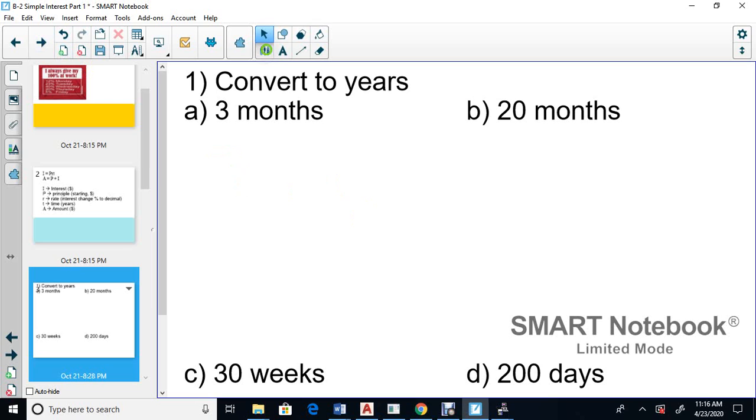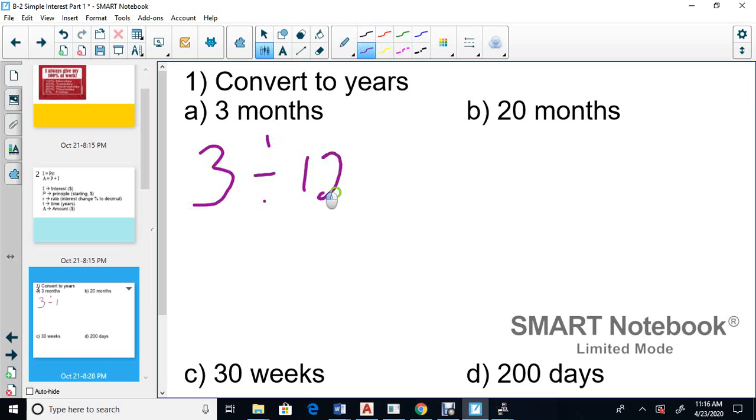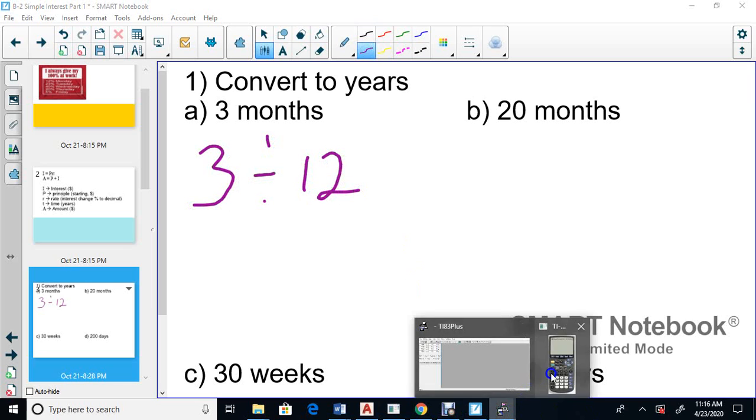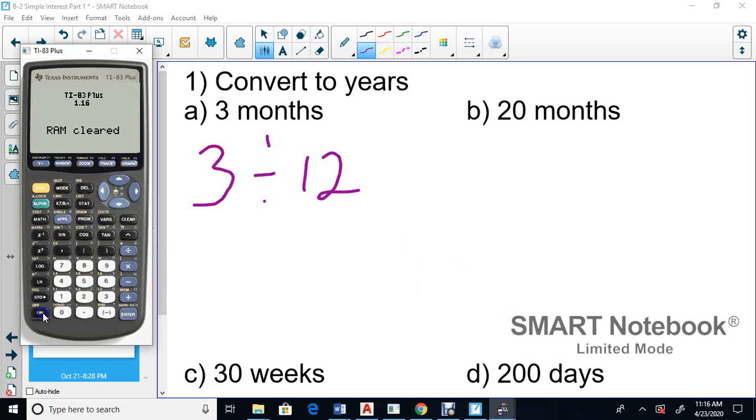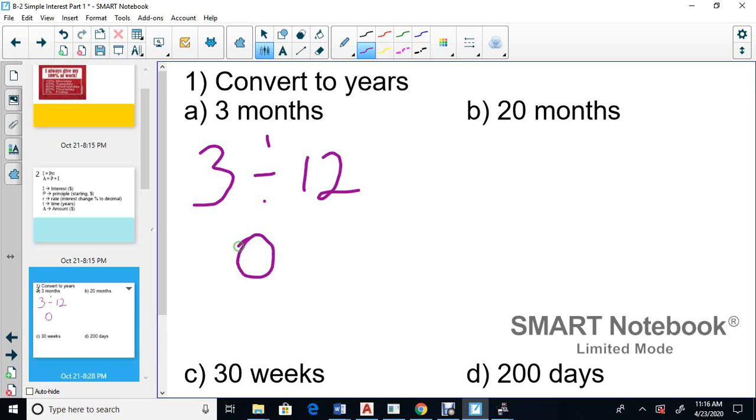Okay, let's go into our writing app here. 3, and you divide it by 12. And then you go to your calculator. Okay, you go 3 divided by 12. And in years, that's 0.25 years, or a quarter of a year. 0.25 years.